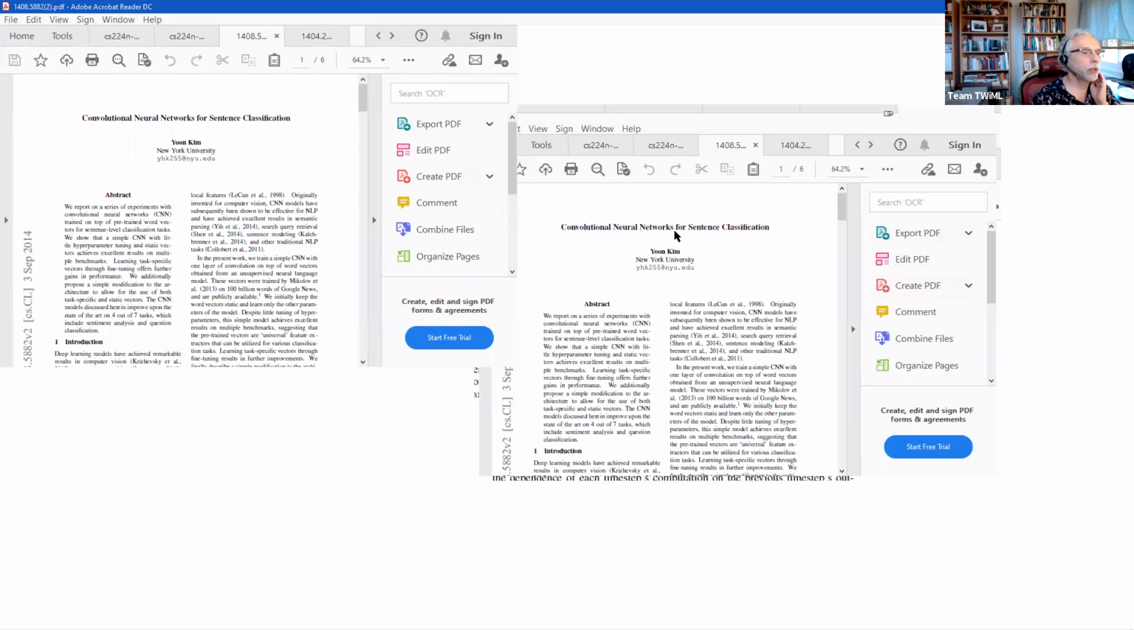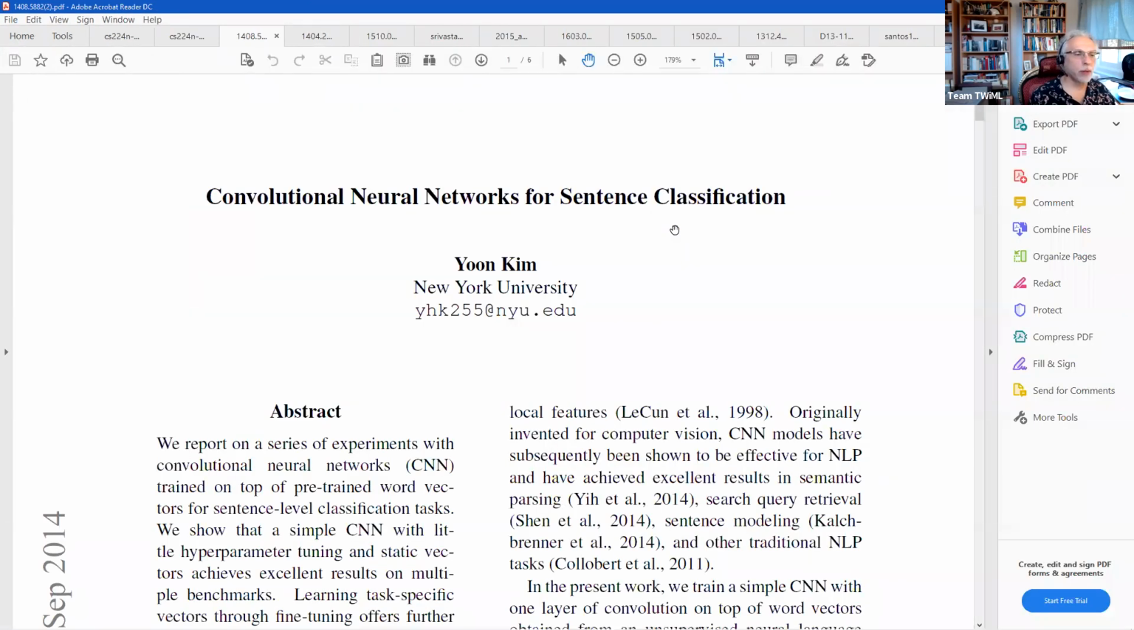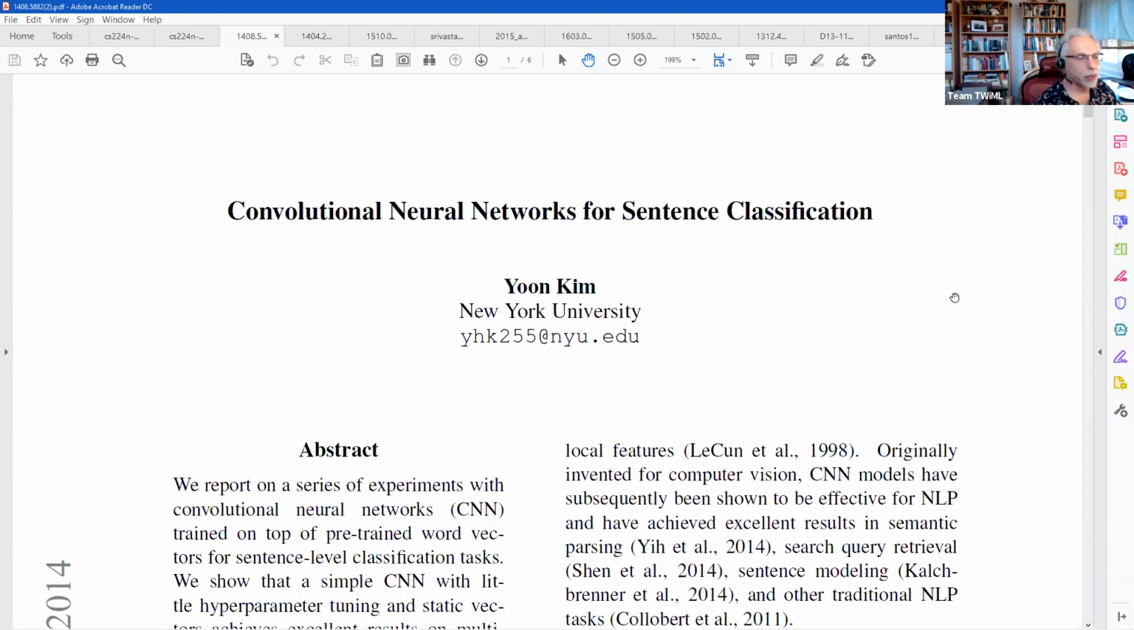Can you see this one? It's going to take a little while to come into focus. Yeah. The reason why my computer is slow is because I must have at least 100 windows open at this point. But anyway, so can everybody see this? Convolutional neural networks for sentence classification? Yep.